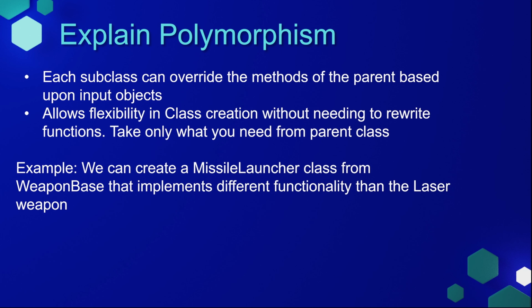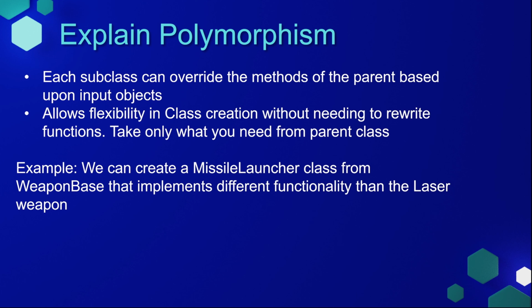Polymorphism says that each subclass can override the methods of a parent class based upon the input objects. And this allows flexibility in class creation without needing to rewrite functions. You can take only what you need from the parent class. As an example, we can create a missile launcher class from our weapon base class that implements a different functionality other than the laser weapon. However, it would still contain all of the functions and variables that we did not overwrite from the laser weapon.